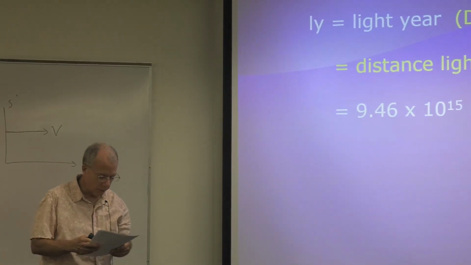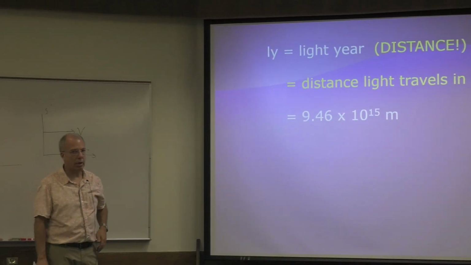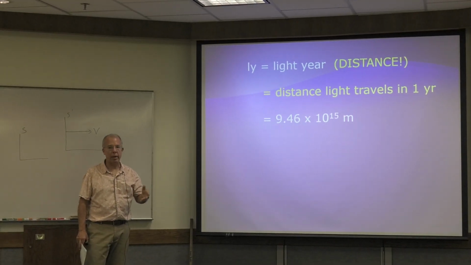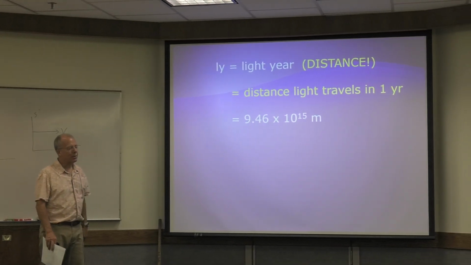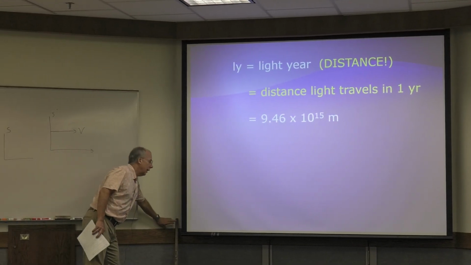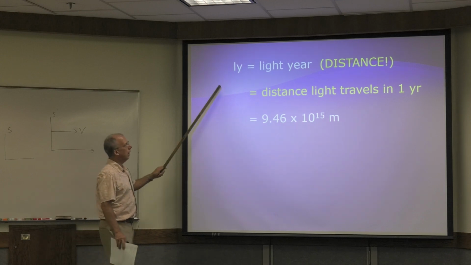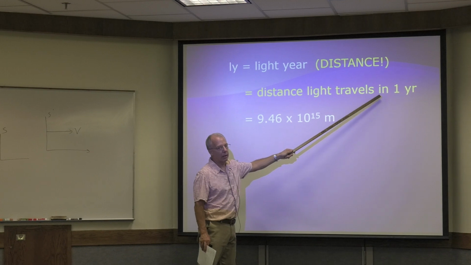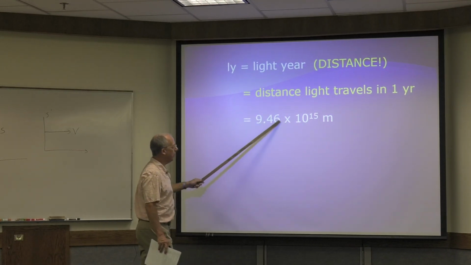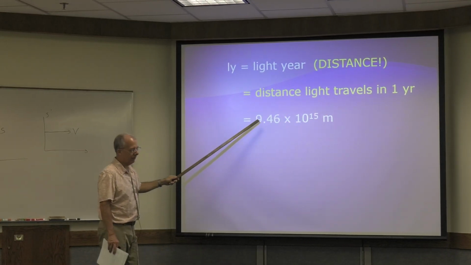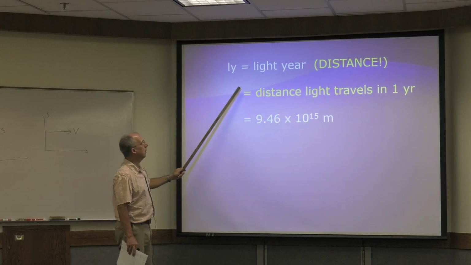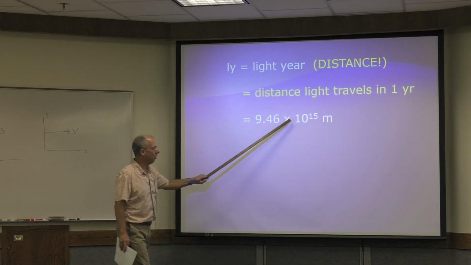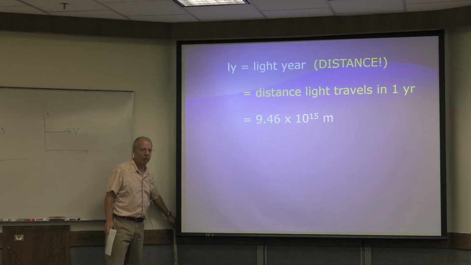But before we do the examples, we need to learn about something called a light year. Now, when you think of that term light year, you think, oh, it must be time, right? Light year, time, but it's not. A light year is actually a distance. A light year is the distance light travels in 1 year. Now, here's what it is in meters. You don't have to know this. This is the important thing: the light year is the distance light travels in 1 year. The only reason I showed you that is just to show you that it's really, really far.